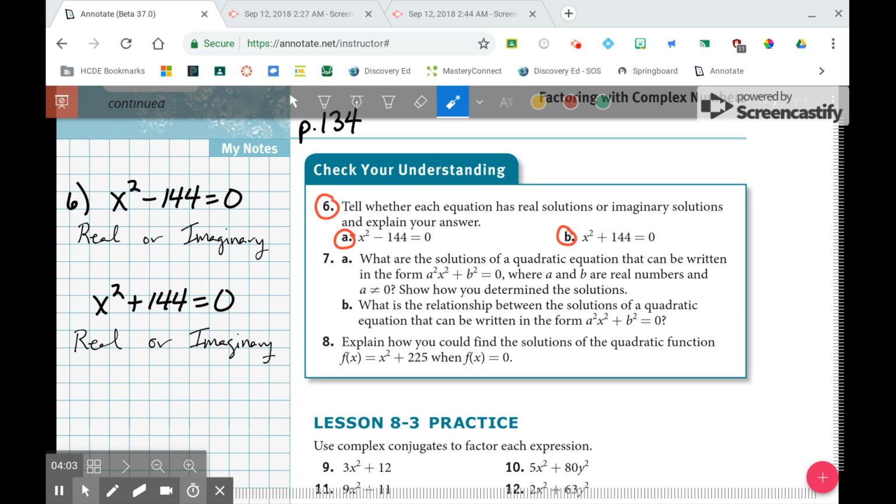So all I want you to tell me in this first one, when you factor it and then eventually get x values, are these real or imaginary? Basically, I'm wanting to know, does your answer have an i with it or does it not? If it has an i, it's imaginary. If it doesn't, it's real. So what I want you to do first is just try to factor x squared minus 144.